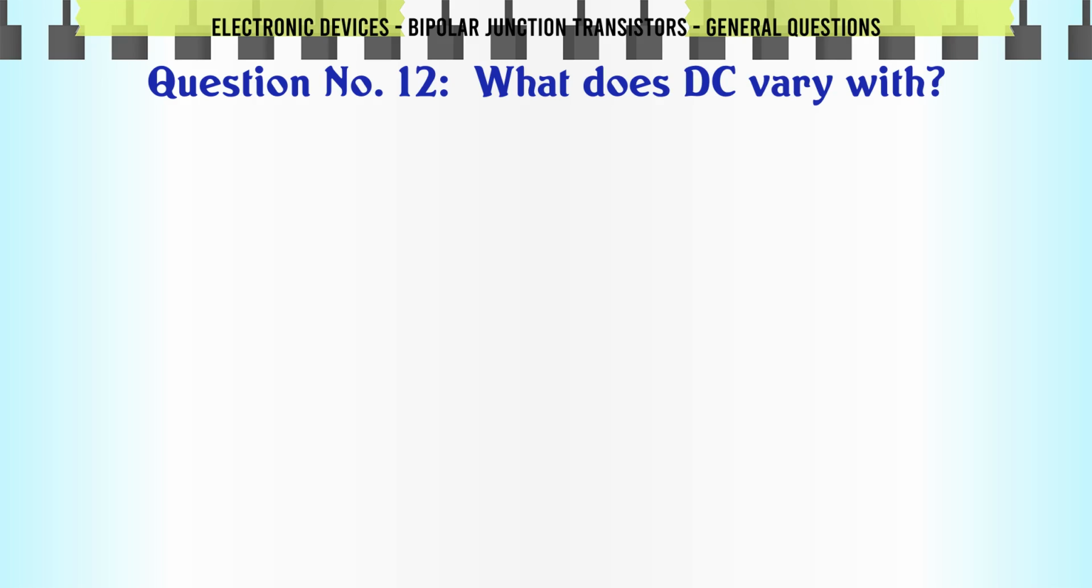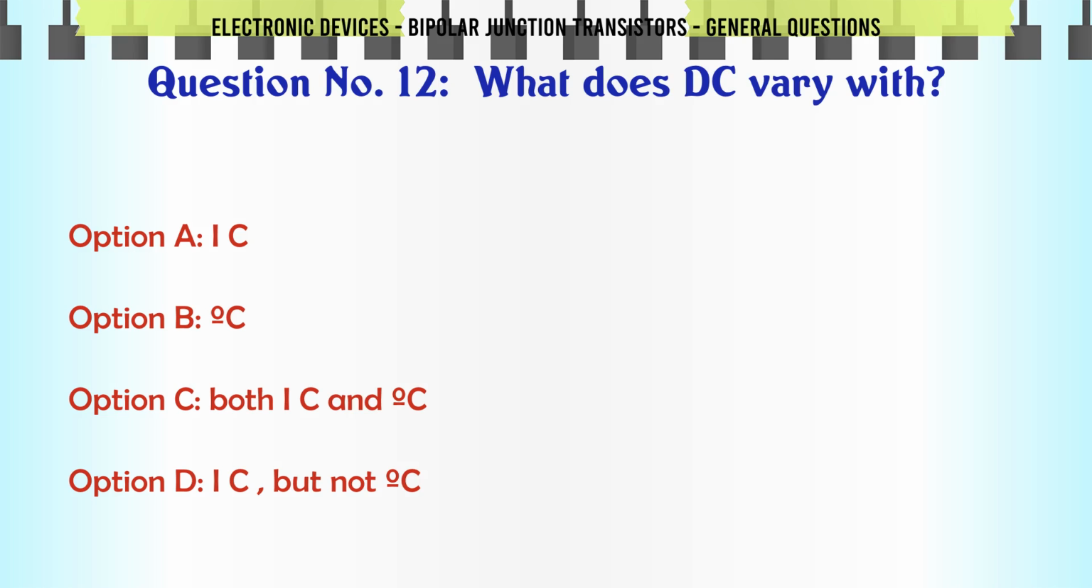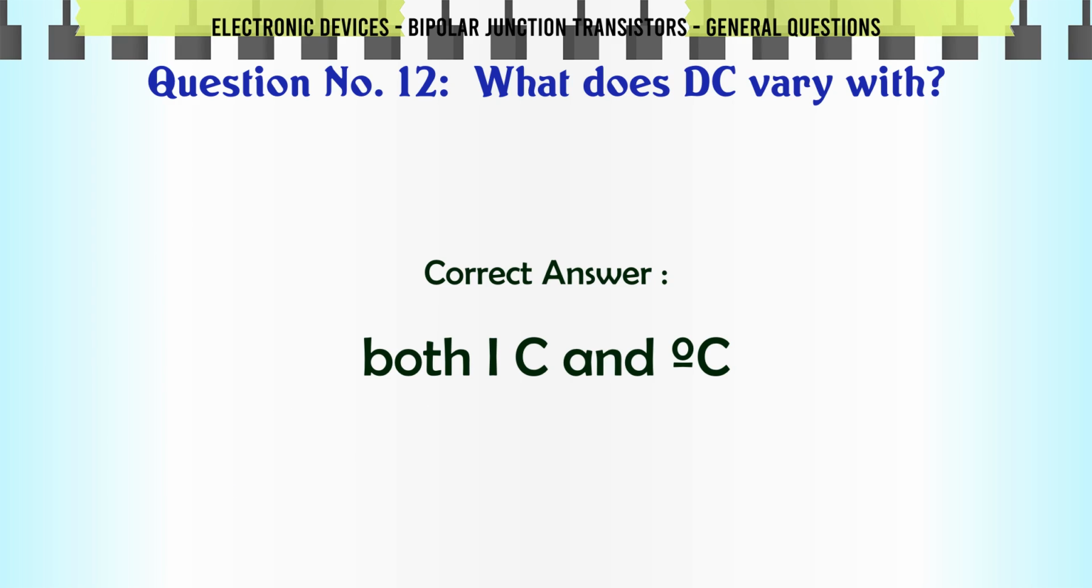What does DC vary with? A IC, B VC, C both IC and VC, D IC but not VC. The correct answer is both IC and VC.